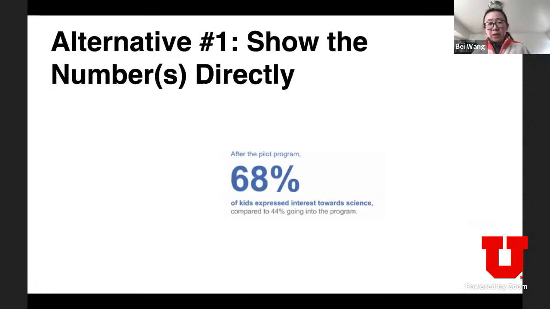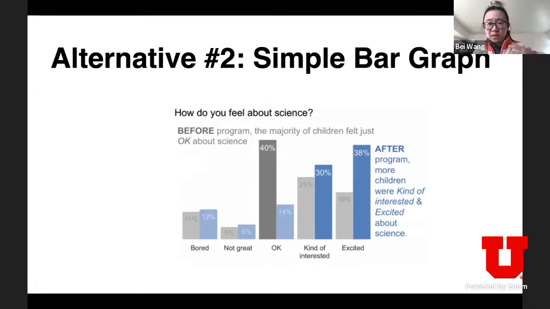So the alternative is to show the numbers directly. The idea is you show the percentage of increase. After the pilot program, 68% of kids expressed interest in science compared to 44% going into the program. So this is effective. But also, like I said before, this is the simple bar graph, right? You can look at before, which is in gray, and after, which is in blue. So you can talk about the comparison, and combined with proper text and labeling, it will highlight, especially here, that after the program, 38% of the children were interested and excited about science. Okay, so this way you can effectively communicate the research result.